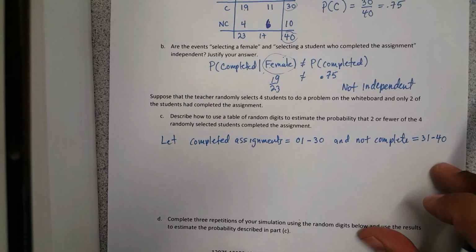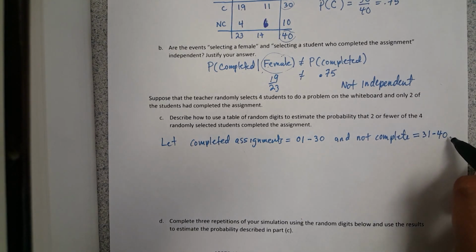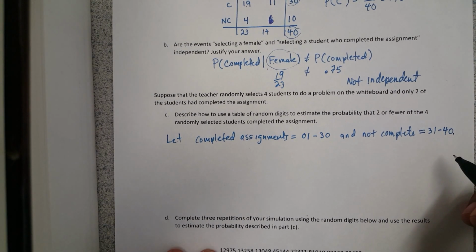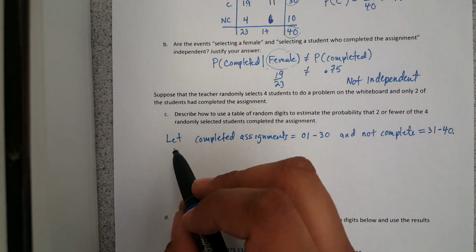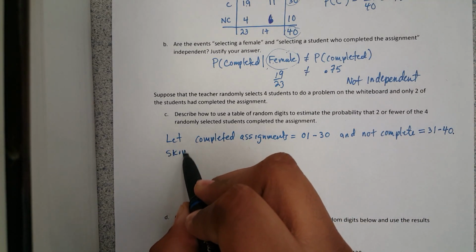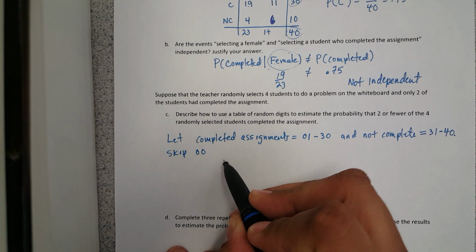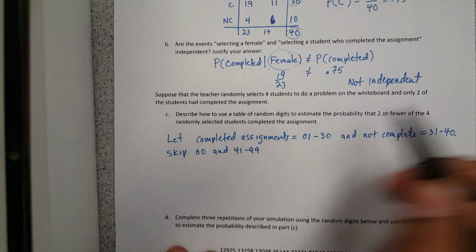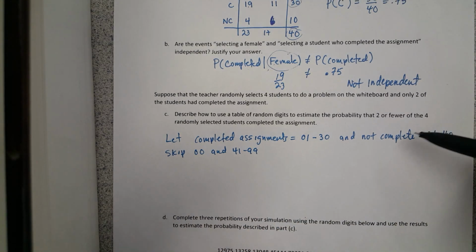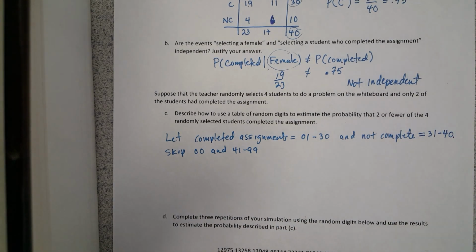Okay? Now that we've assigned it, we also have to exclude some, because we're going to run into 2-digit numbers that we don't want. So we're going to skip 00 and 41 through 99 because we don't want to pick those. Those aren't part of the space that we want to use, okay?